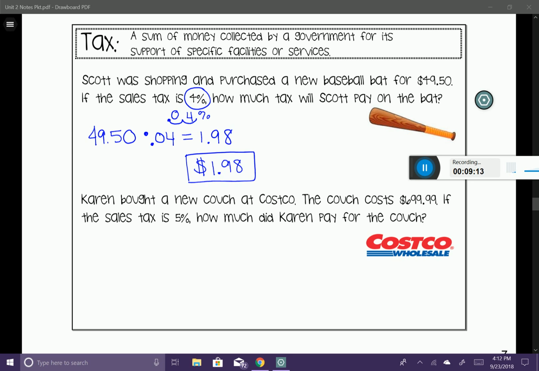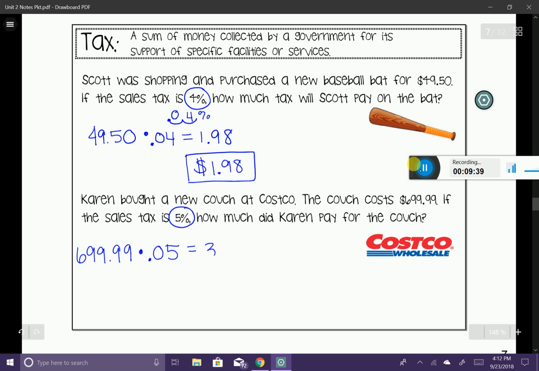So let's figure out what 5% of $699.99 is. So $699.99 times my percentage. Remember, I have to move it over twice, so it's going to be 0.05. And let's do our calculations in the calculator.